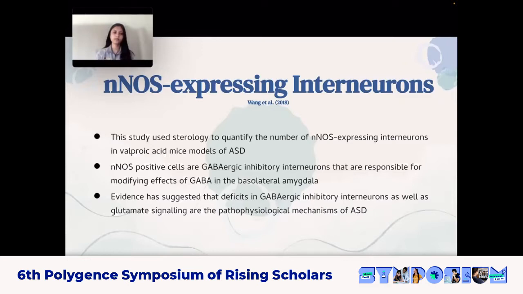NOSs are enzymes that aid in the production of nitric oxide, which is a molecule critical in cell signaling and neural development as it pertains to this case. nNOS cells are GABAergic inhibitory interneurons, and evidence has suggested that deficits in these specific interneurons could be the pathophysiological mechanism of ASD. The scientists of this experiment concluded that the number of nNOS interneurons in the basolateral amygdala was reduced, also contributing to an excitation and inhibition imbalance, which plays a role in cognitive and learning deficits in ASD.